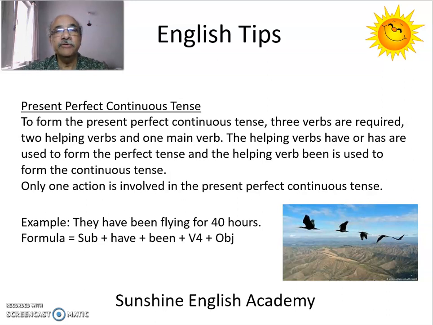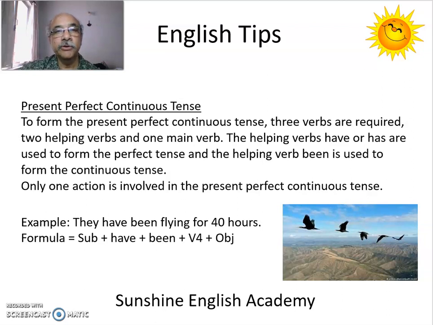The second helping verb is been. This is the V3 form of be. Remember, we need the be helping verb to form continuous tenses. In present continuous tenses, we require am or is or are. In past continuous tenses, we require was or were. And in perfect continuous tenses, we require been.